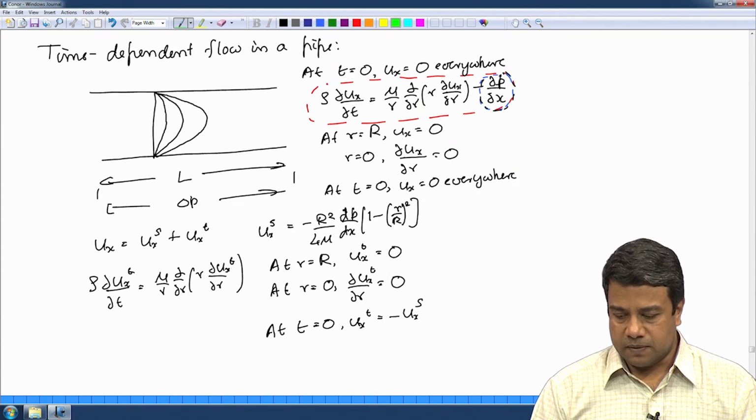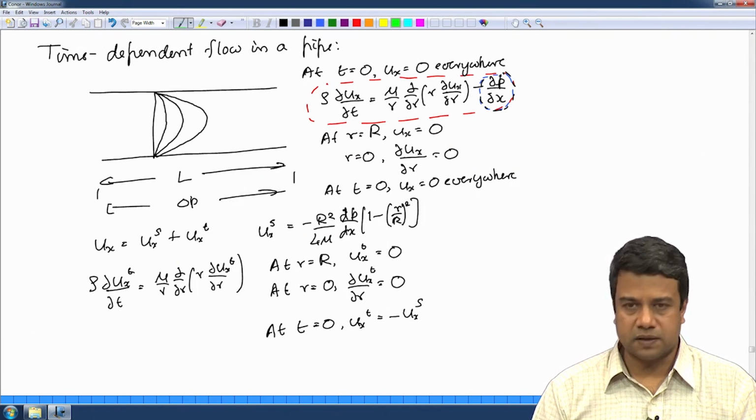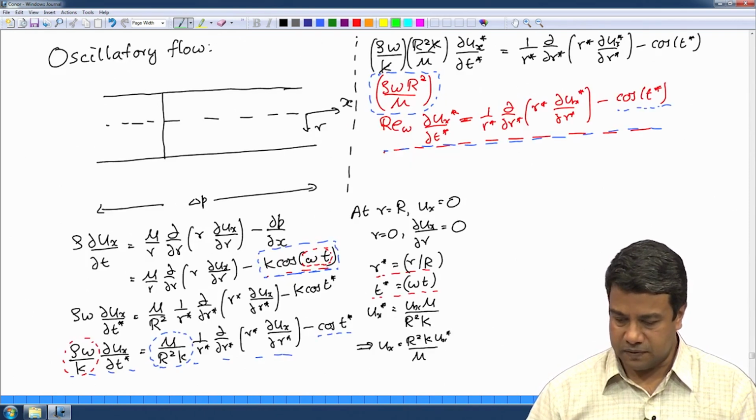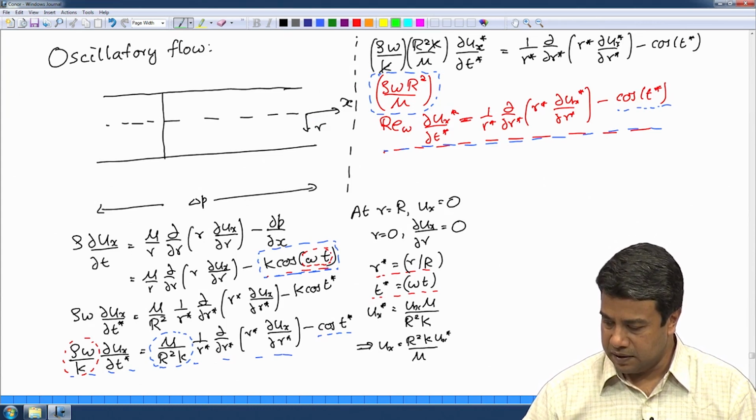And then we were solving the problem of a time dependent flow in a pipe, wherein the pressure varies with time. In the first instance we had looked at a separation of variables procedure, which I had briefly sketched for you, because it is very similar to what we had done for heat transfer.